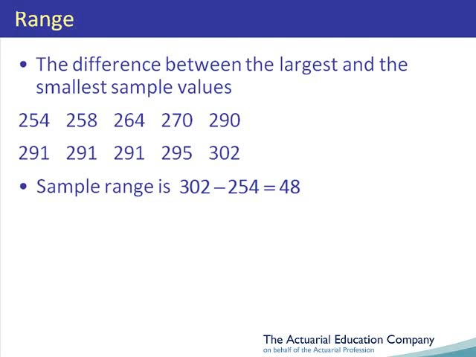Note that the range is a rather unsophisticated measure of spread. It is determined solely by two of the sample values. The other members of the sample do not affect the answer at all. So the range may not be representative of the sample as a whole.